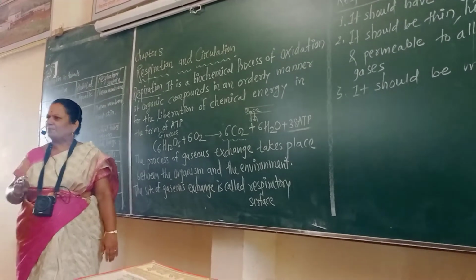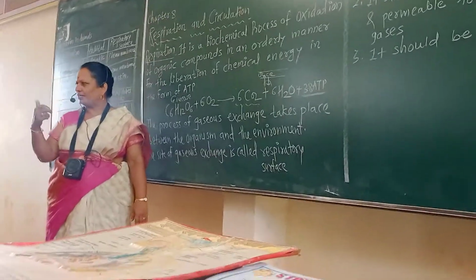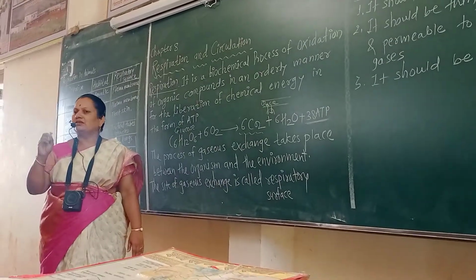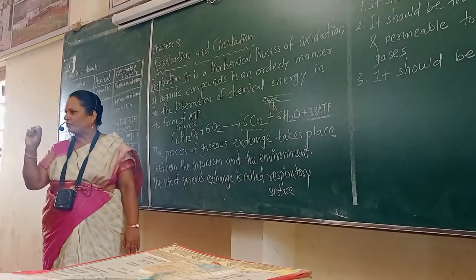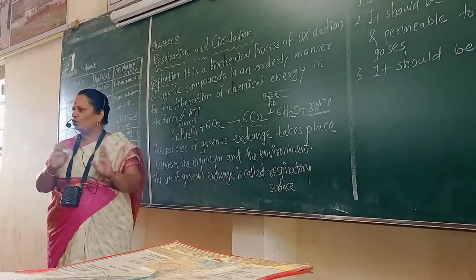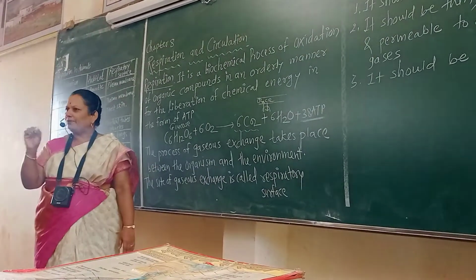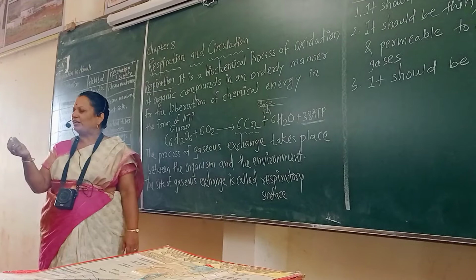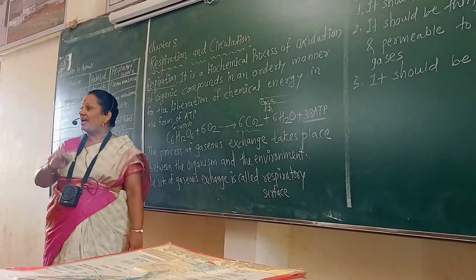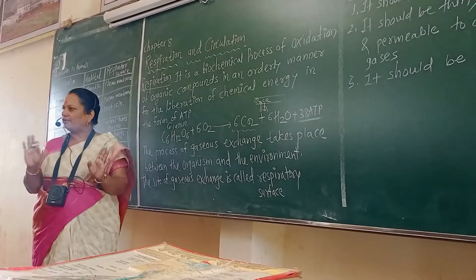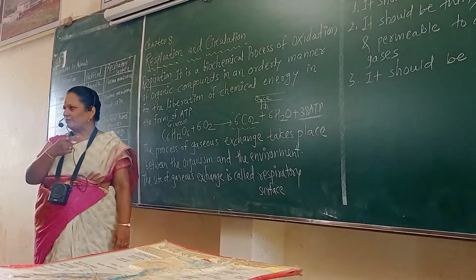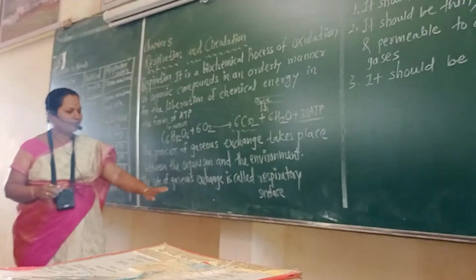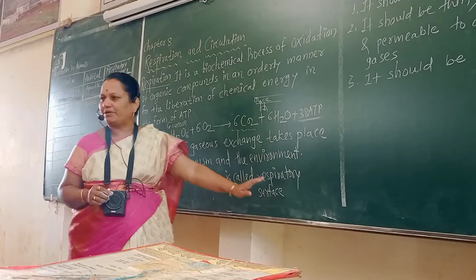There are two types of respiration: aerobic respiration and anaerobic respiration. Aerobic respiration means respiration which takes place with the help of oxygen, and in anaerobic respiration there is no use of oxygen. Anaerobic respiration is performed by some bacteria only, and aerobic respiration is performed by higher organisms. All higher organisms require oxygen for respiration. The site of gas exchange is called the respiratory site.